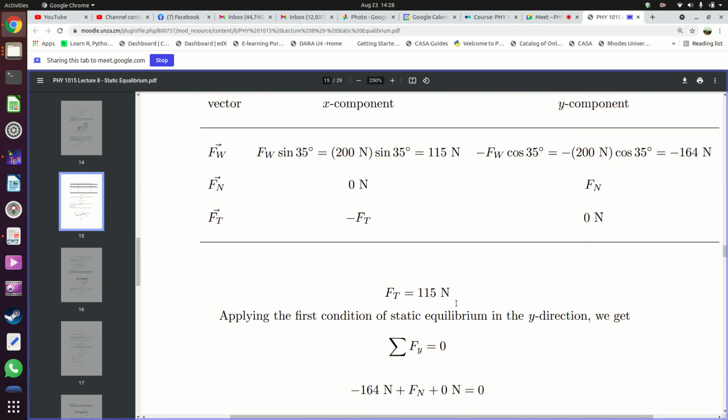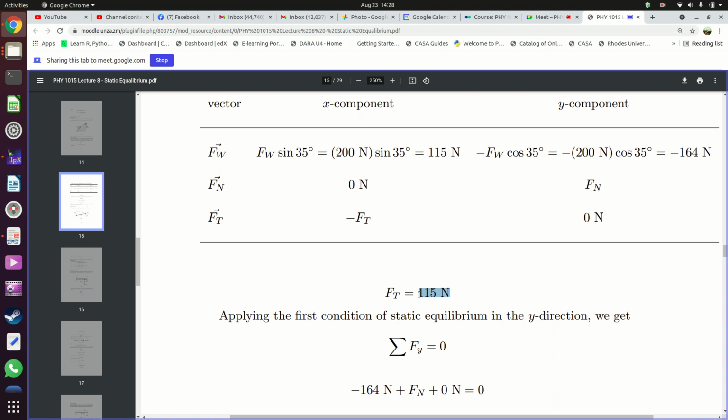So you're going to end up having Ft being equal to 115. So the tension in the rope is going to be equal to 115. Are we clear? Is it clear to everyone?